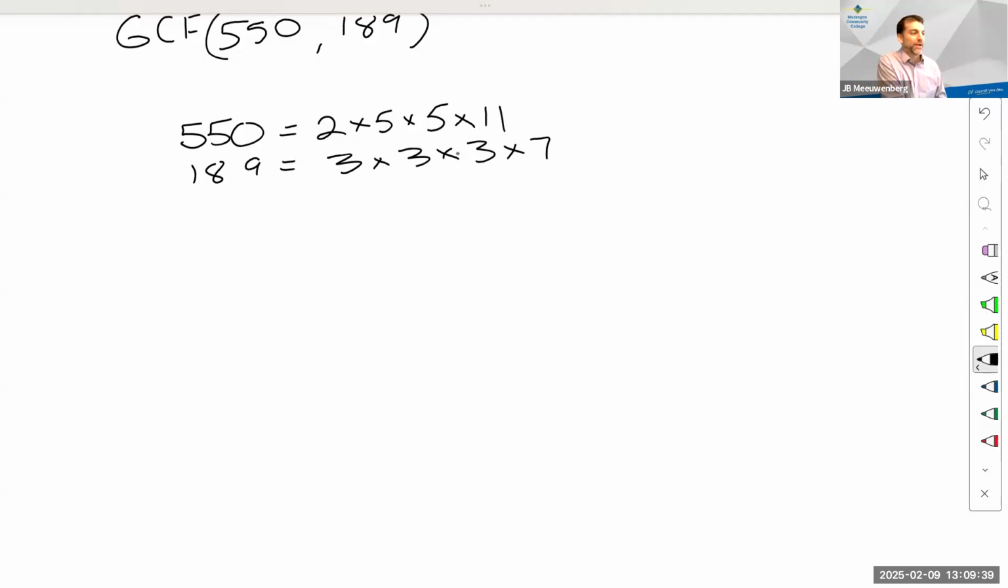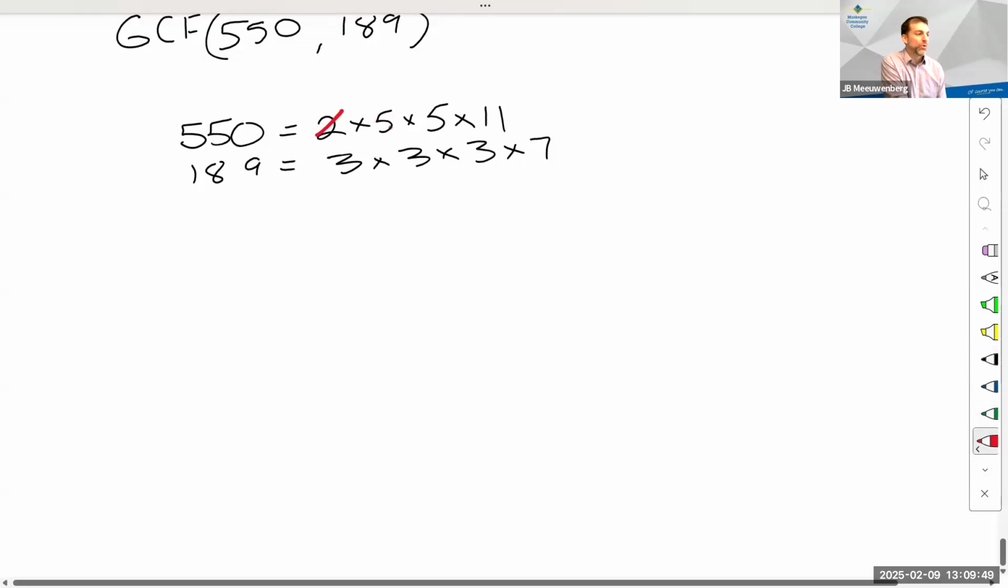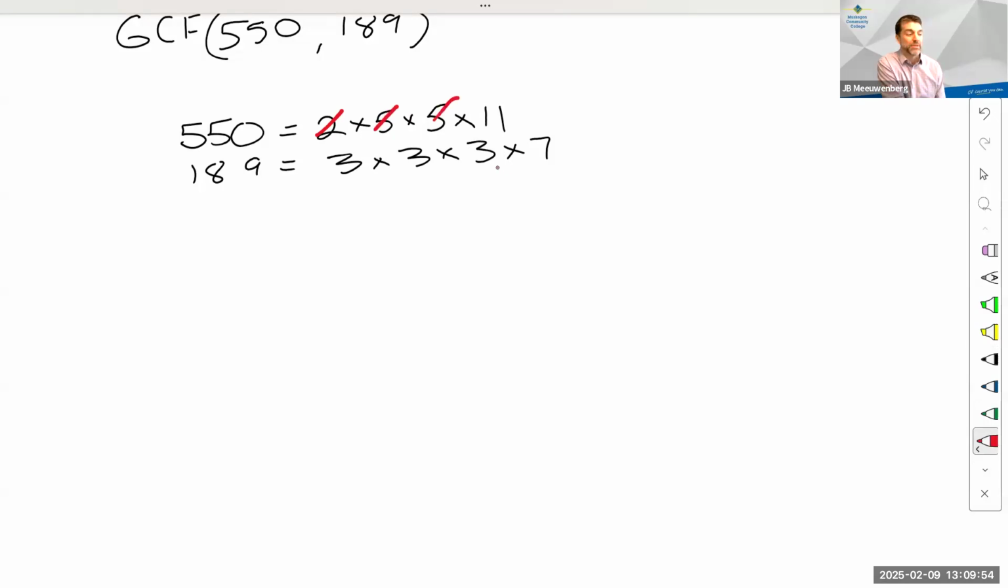Go through them and say, all right, there's a 2. Are there any 2s in 189? No, there are no 2s. So 2 can't be part of the GCF. Well, what about the 5s? No, there's no 5s in 189. So 5 can't be a common factor. Well, neither can 11. Well, this has a bunch of 3s, but 550 doesn't have any 3s. And it also had a 7, but 550 didn't have any 7s. These numbers had nothing in common. There was not a single number in our prime factorizations that they had in common.